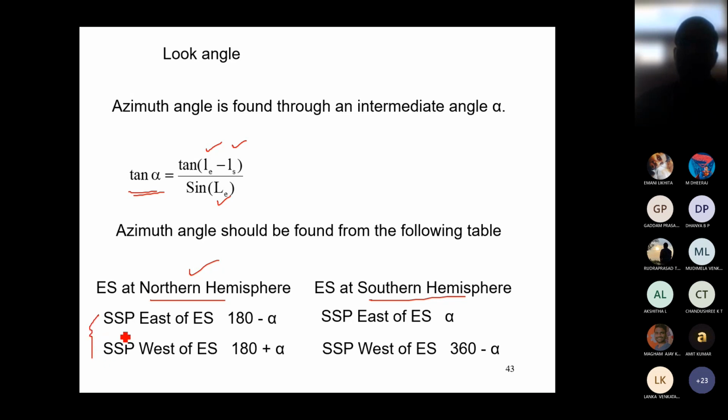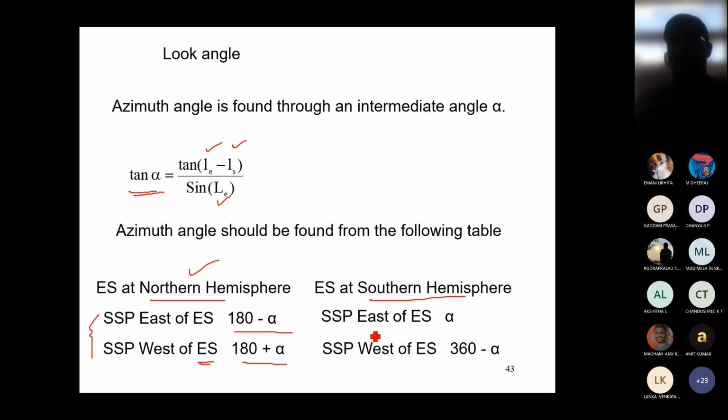Whether the sub-satellite point is towards the east of the Earth station or towards the west of the Earth station. If the sub-satellite point is towards the east of the Earth station, then the azimuthal angle will be 180 degrees minus the intermediate angle alpha. But if it is not, that means the sub-satellite point is west of the Earth station, then the azimuthal angle will become 180 degrees plus alpha. So alpha is the intermediate angle.